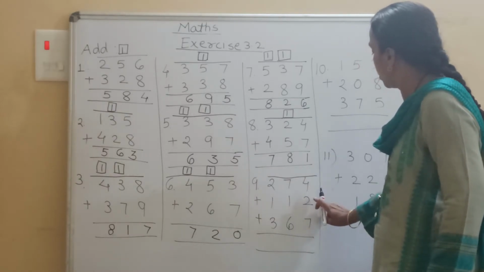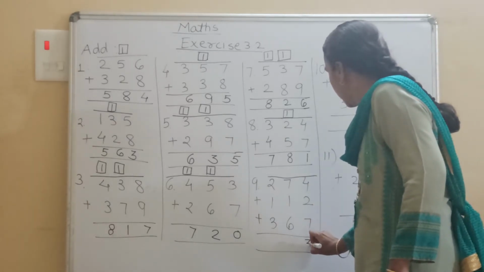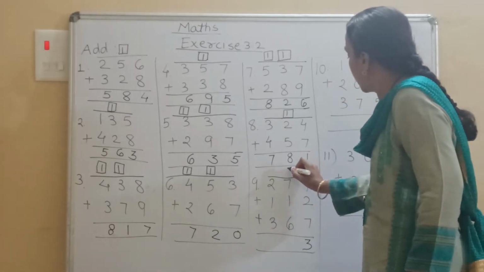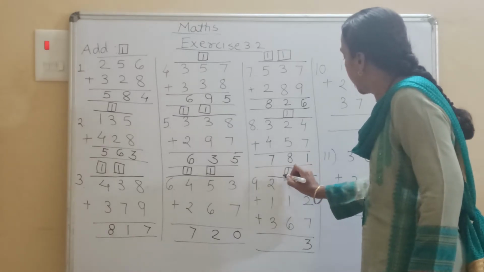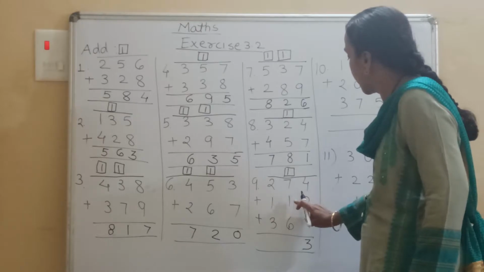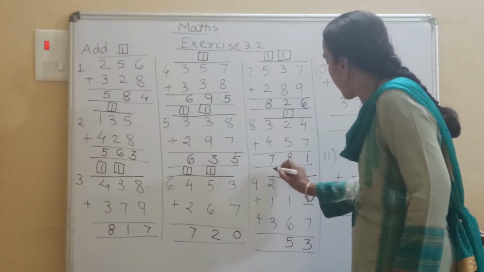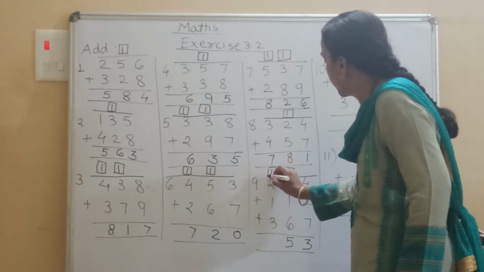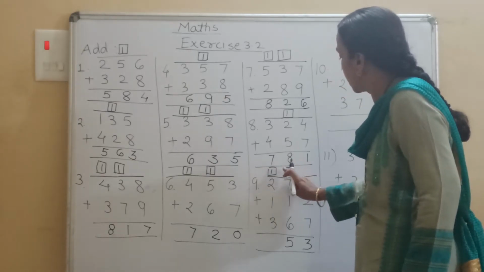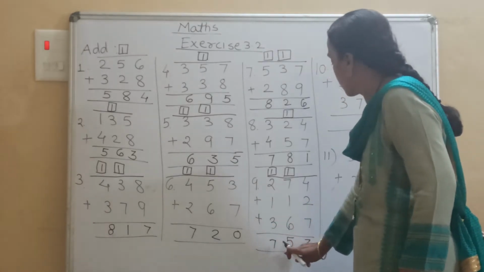7 plus 2, 9. 9 plus 4, 13. Write down 3 here. 1 is the carry. 7 plus 1, 8. 8 plus 1, 9. 9 plus 6, 15. So write down 5 here. Write down 1 here. 2 plus 1, 3. 3 plus 1, 4. 4 plus 3, 7. So what is our answer?